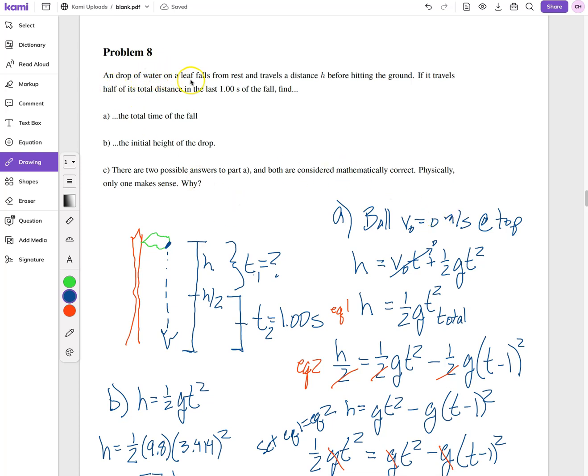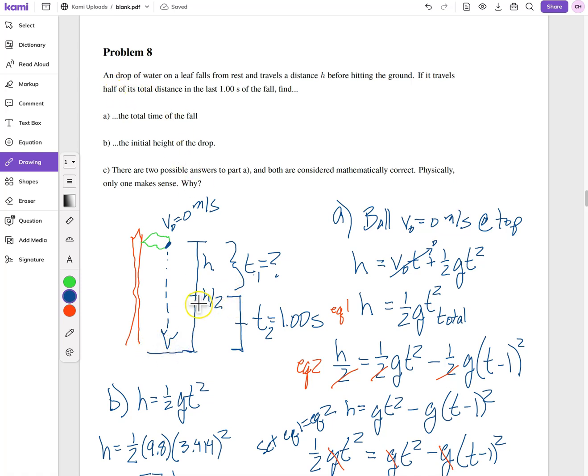We have a drop of water on a leaf, so there's that drop of water. It falls from rest. So one of the things we need to recognize here is that the original speed is equal to 0 meters per second, and it travels this entire distance until it hits the ground.